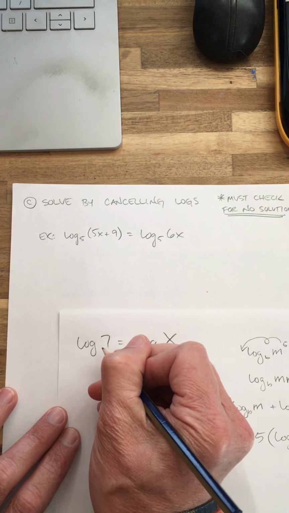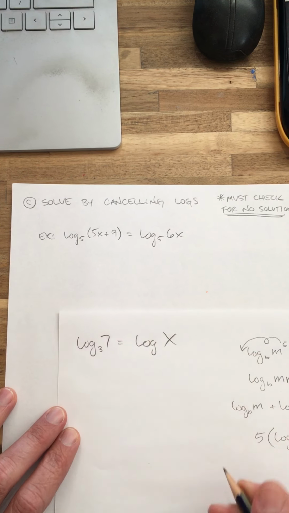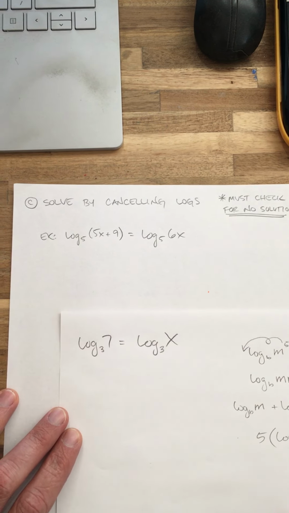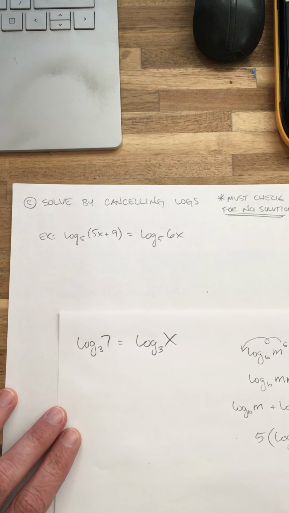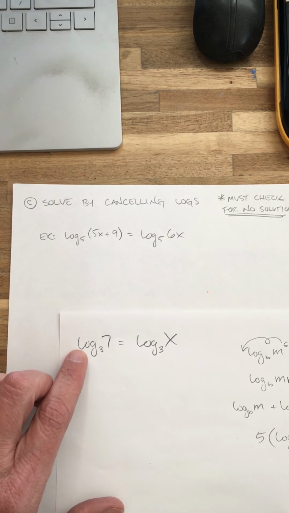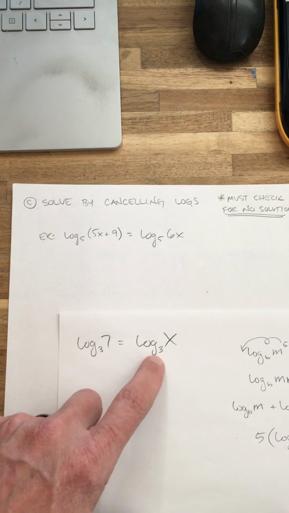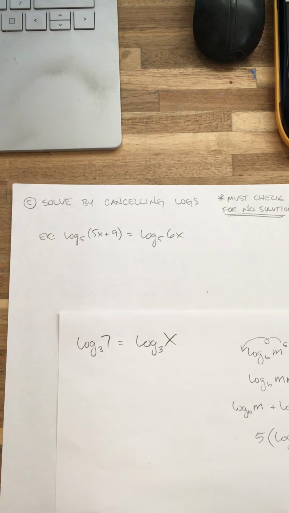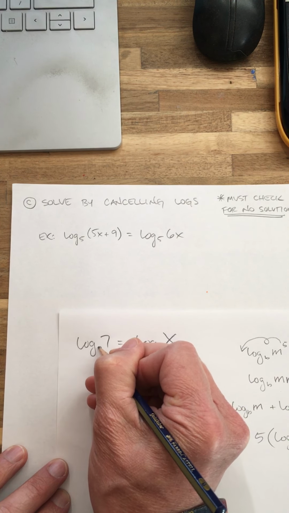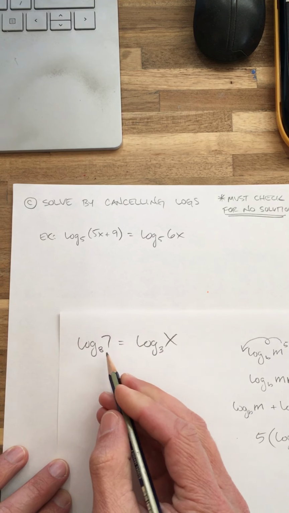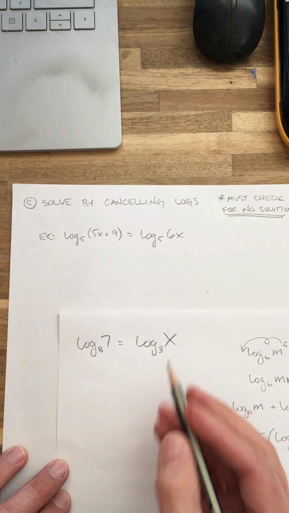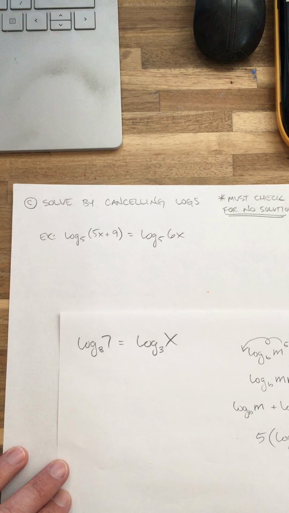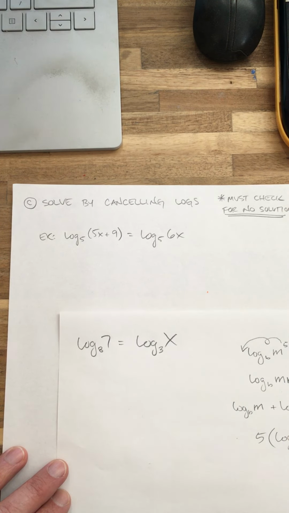What if I put something like this here? The log base 3 of 7 equals the log base 3 of x. Did that change anything? No. The log base 3 of 7 has to equal the log base 3 of whatever that is. The only thing it could be is 7. The only time it does matter is if I have something like the log base 8 of 7 equals the log base 3 of x. We can't cancel the logs in that case.